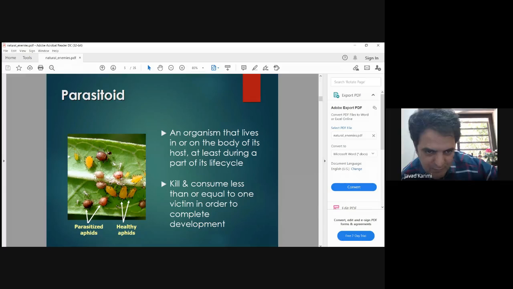You can see here a pore. This pore shows the emergence hole of this wasp. We can name this second group as parasitoid. So this is a healthy, meaning silent, healthy aphid. This is a parasitized aphid. You can distinguish it by the color and by some change like this pore.